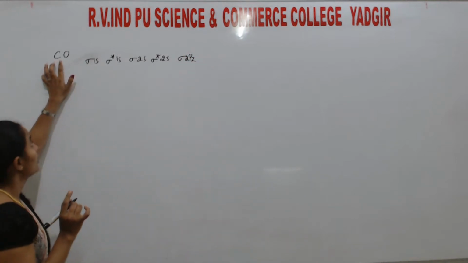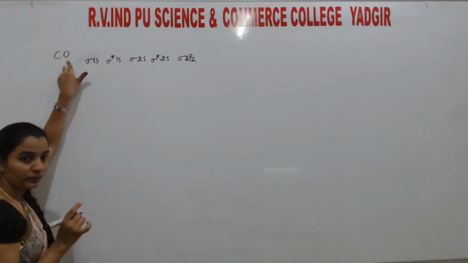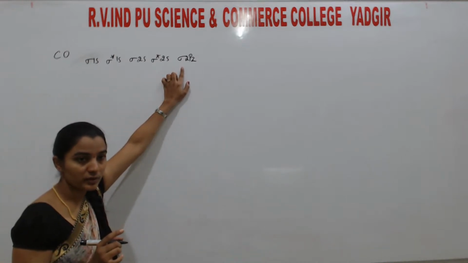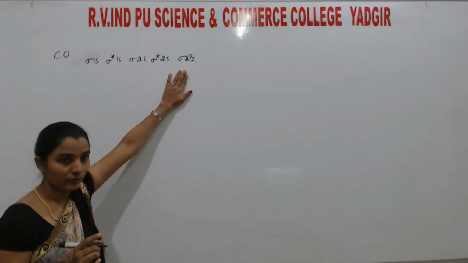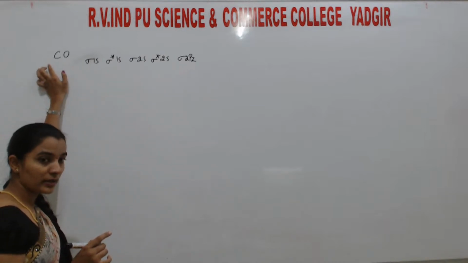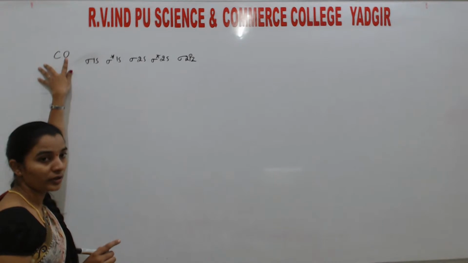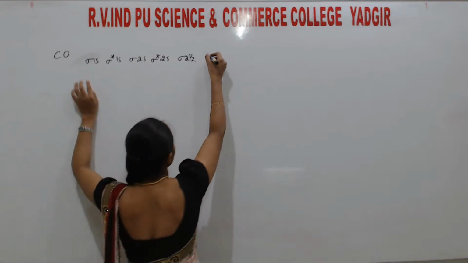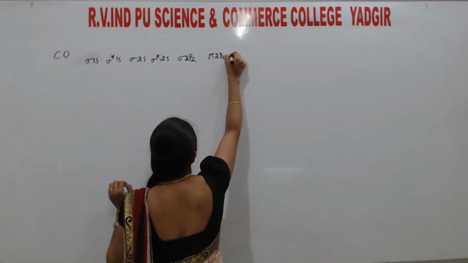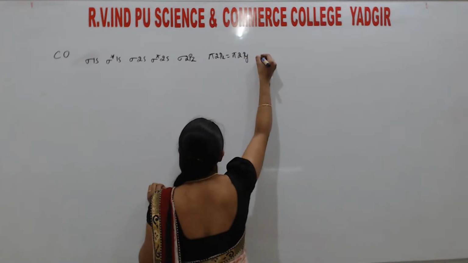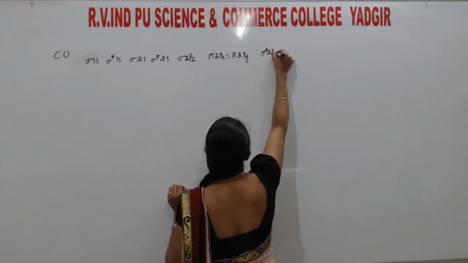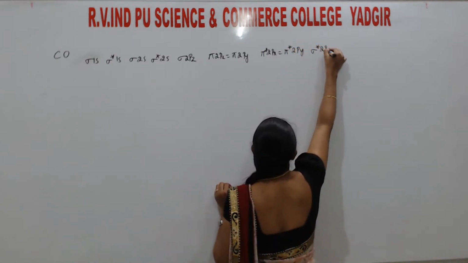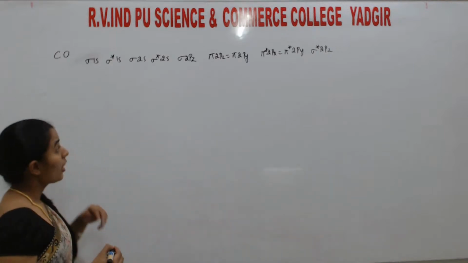Are you getting? CO molecule is there. This carbon is before nitrogen. I told you, before nitrogen, pi will come first. After nitrogen, sigma will come first. Here oxygen is also there, carbon is also there. This is before nitrogen, this is after nitrogen. Then also, follow the after-nitrogen order. Then this is pi 2px equal to pi 2py. Pi star 2px equal to pi star 2py. Sigma star 2pz. Now, how to write the configuration?